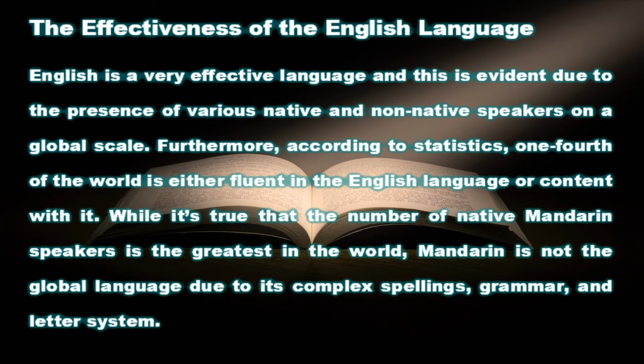The effectiveness of the English language. English is a very effective language, and this is evident due to the presence of various native and non-native speakers on a global scale. Furthermore, according to statistics, 1/4 of the world is either fluent in the English language or content with it. While it's true that the number of native Mandarin speakers is the greatest in the world, Mandarin is not the global language due to its complex spellings, grammar, and letter system.